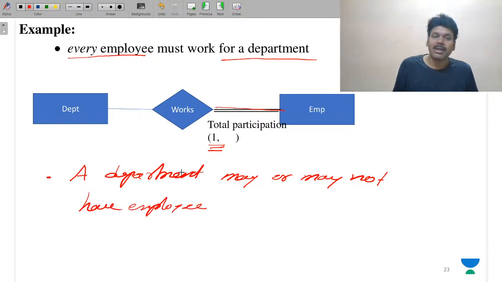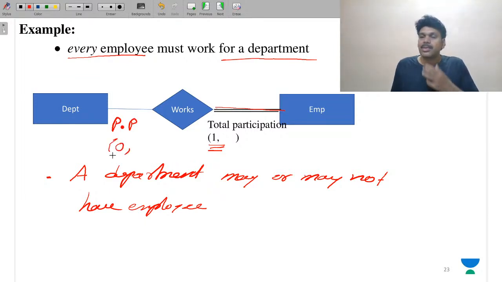Now you see, it is called a partial participation, and its value is how much? 0. So a department may or may not employ, but every employee must participate at least one time in the relation.